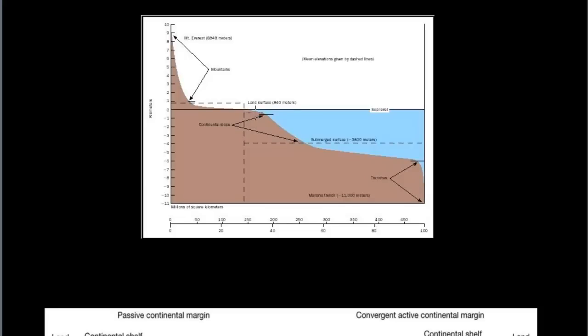It also shows you the relative depth of, you can see the slope, you can see the continental shelf, you can see the rise, the abyssal plain. It shows you the relative amount of the land that's going to be found any place else. And again, that's called a hypsographic curve.